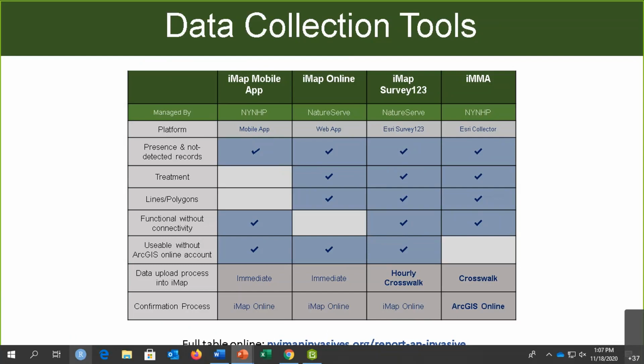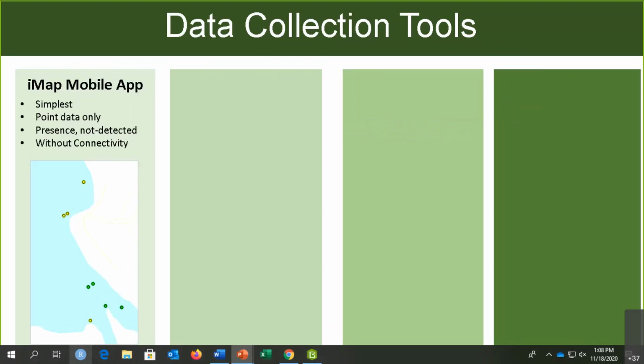couple of pictures. But the 4 apps I'm focusing on right now are the iMap mobile app, which has been around for a while, the iMap online interface, the iMap Survey123 form, which is new and which the training will focus on today, and then iMMA, also known as IMA, which stands for iMap Mobile Advanced.